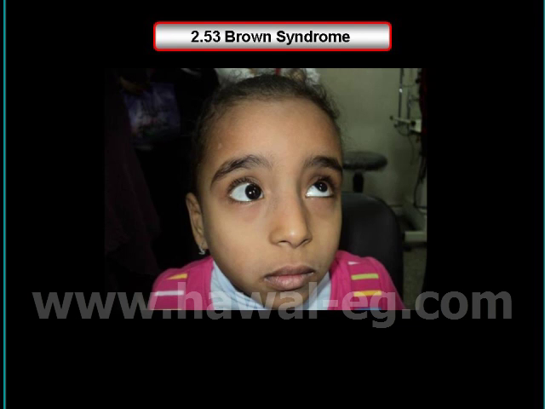Brown syndrome is characterized by a mechanical limitation of elevation in adduction. This disorder was originally described by Brown in 1950. Hence, it was called superior oblique tendon sheath syndrome. The disorder is caused by a restriction related to the superior oblique tendon or the trochlea.